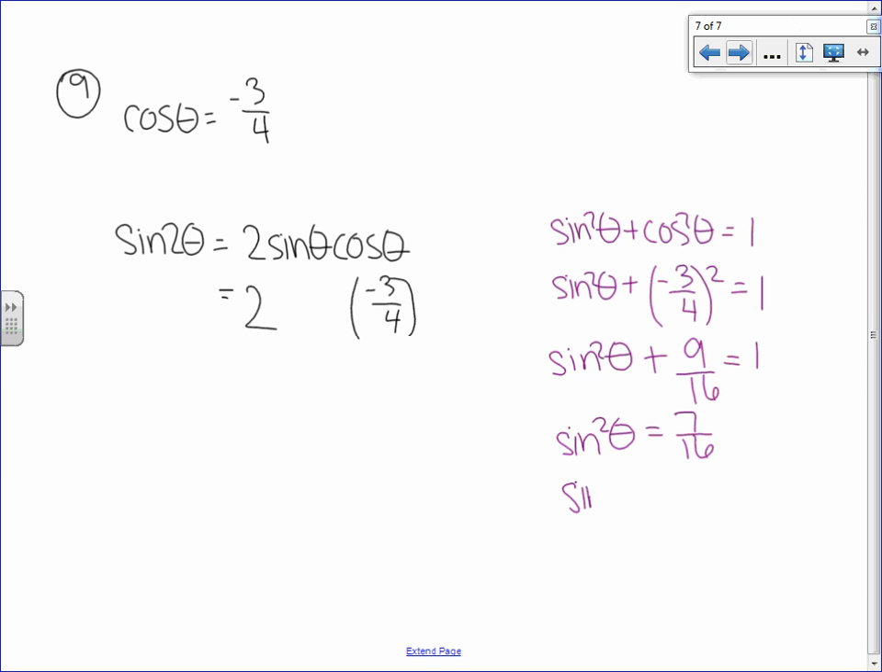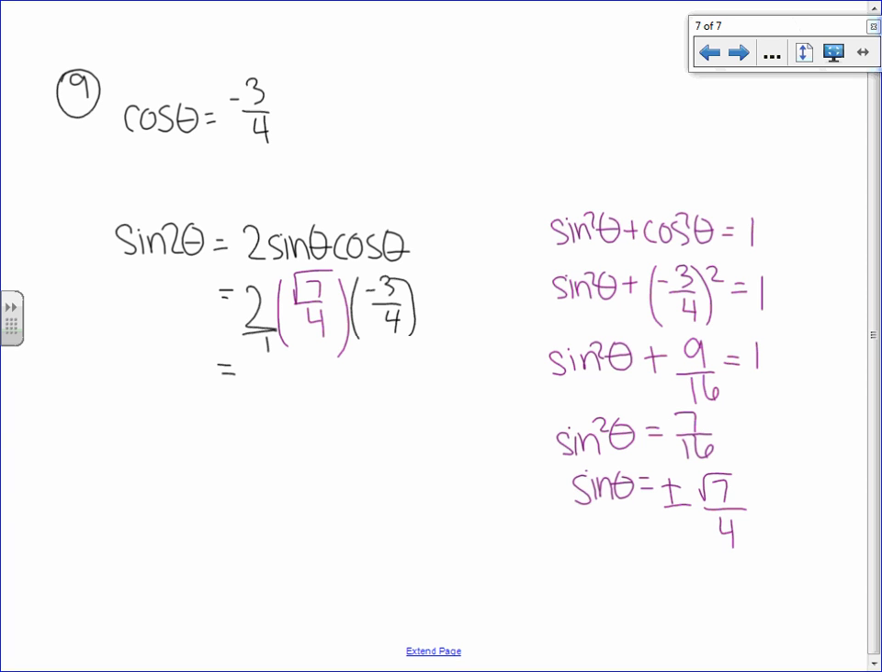Take the square root of both sides. Whoops. I wish I could just erase with my hand. So sine theta will be equal to plus or minus the square root of 7 over 4. I'm in quadrant 2. Signs are positive in quadrant 2. So positive square root of 7 over 4.